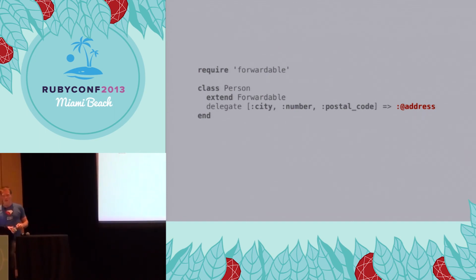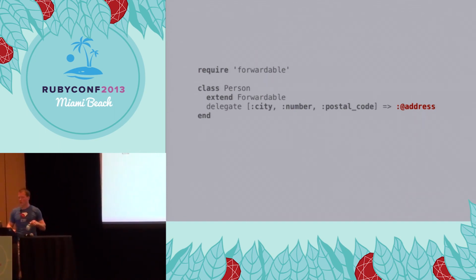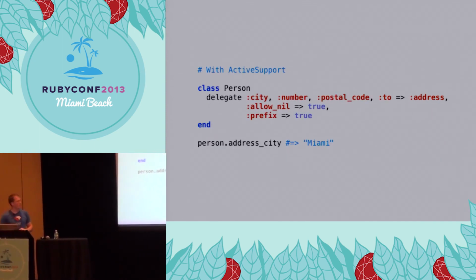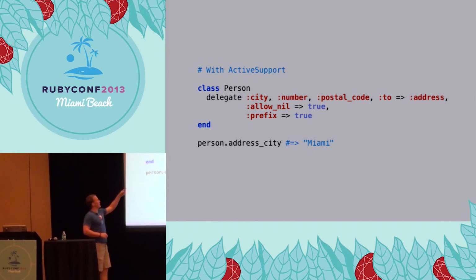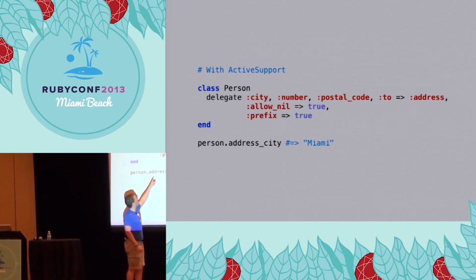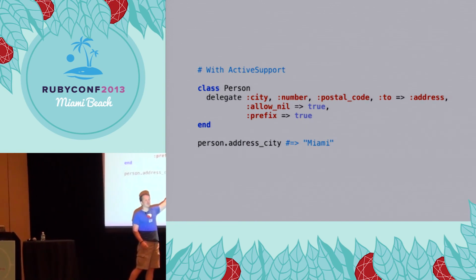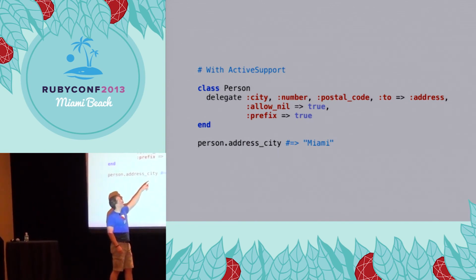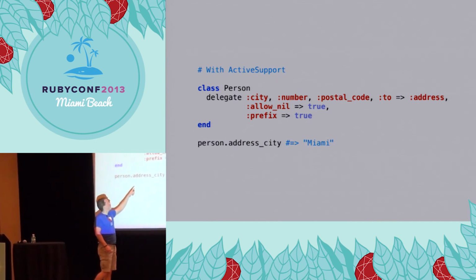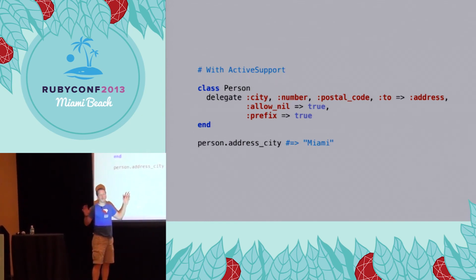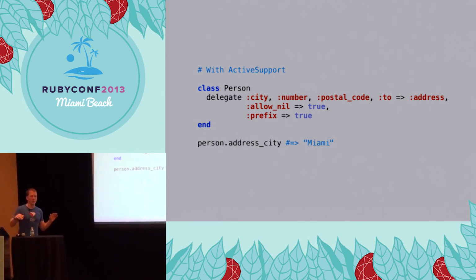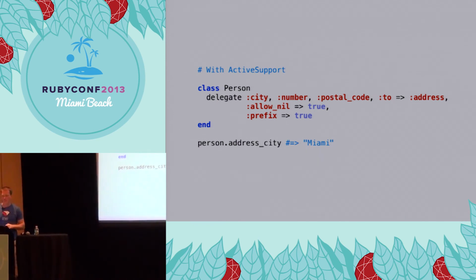ActiveSupport from Rails has its own way of doing this, which is nice in that it has this allow nil flag, which Forwardable doesn't have. But what happens is if address is nil, you can just say, give me the postal code, and if address is nil, just say nil. It won't throw an error. It won't say there's some problem where you called a method on a nil class.